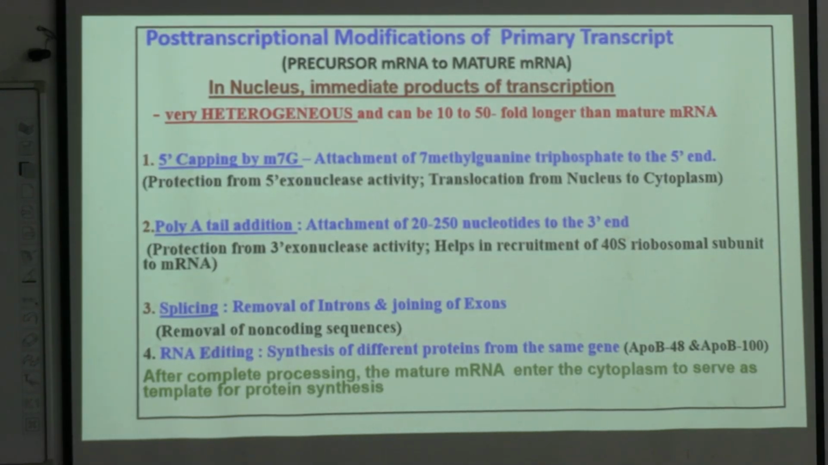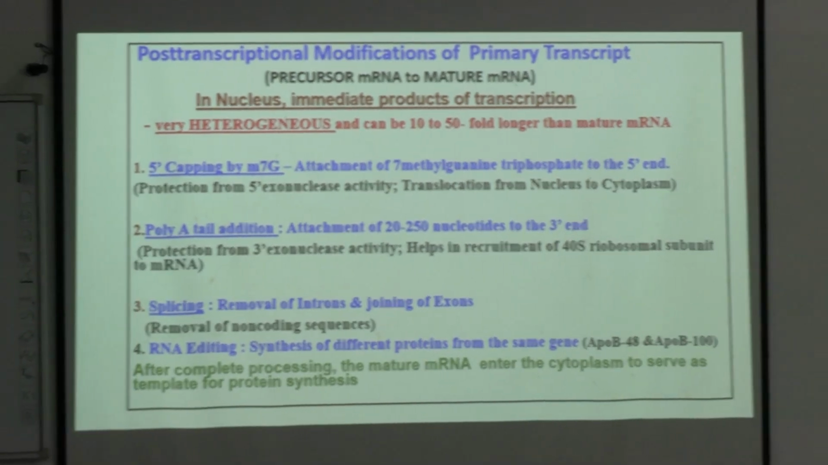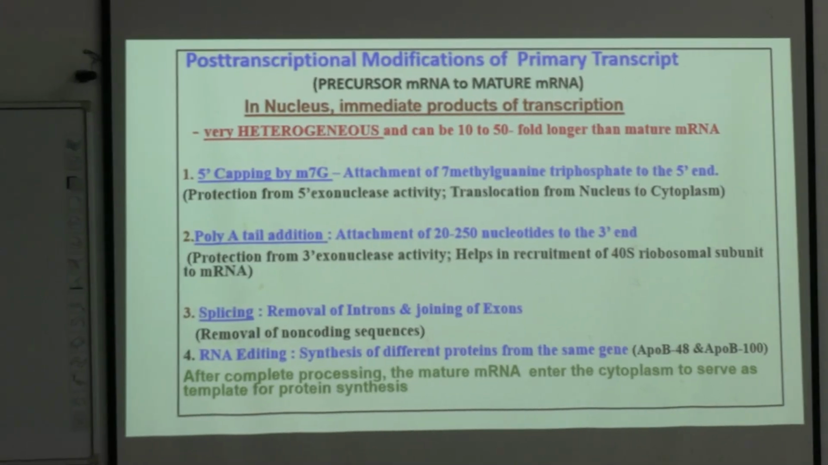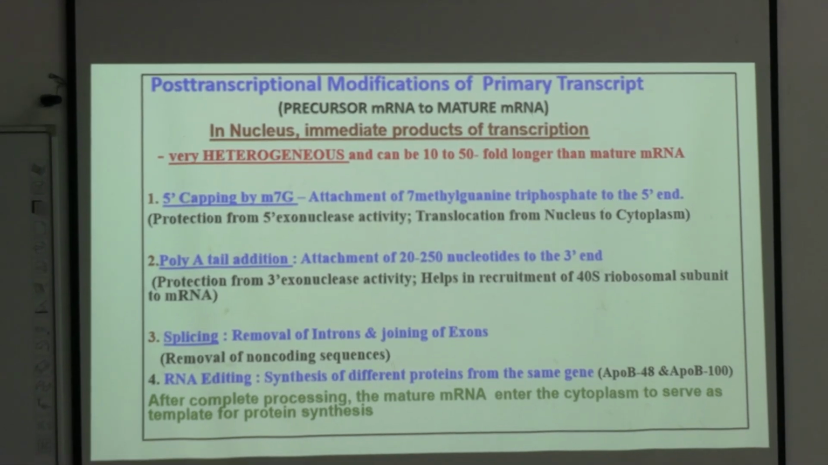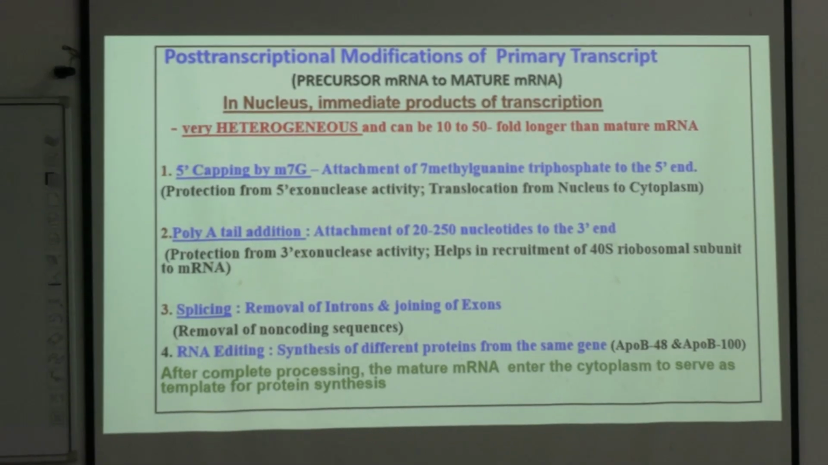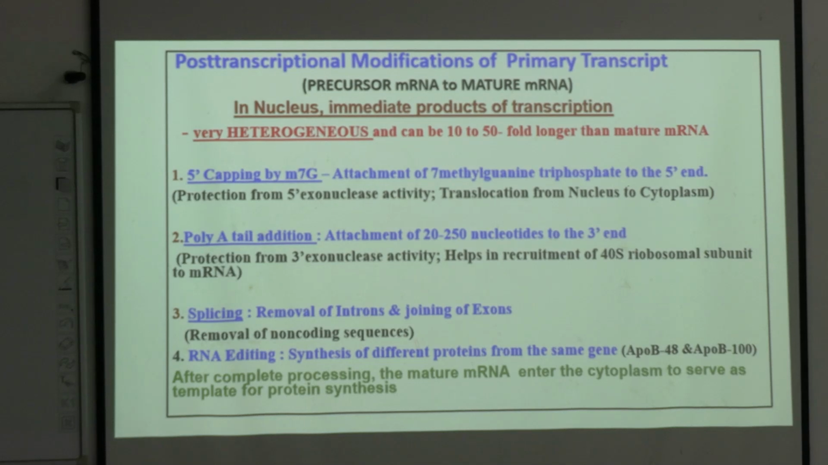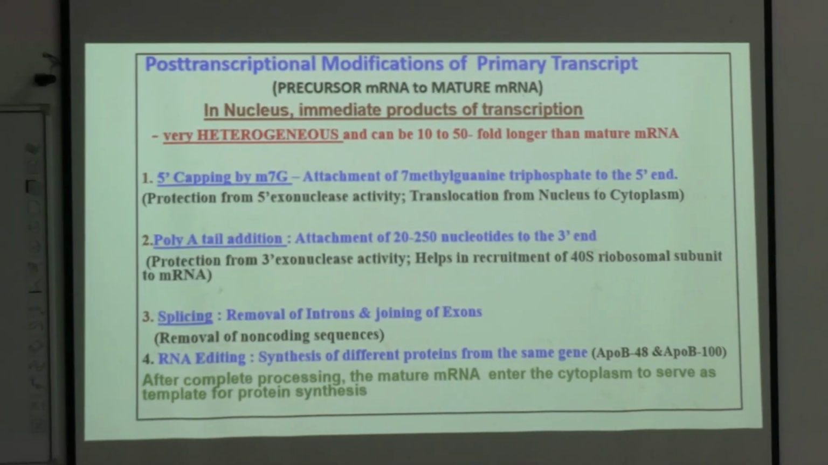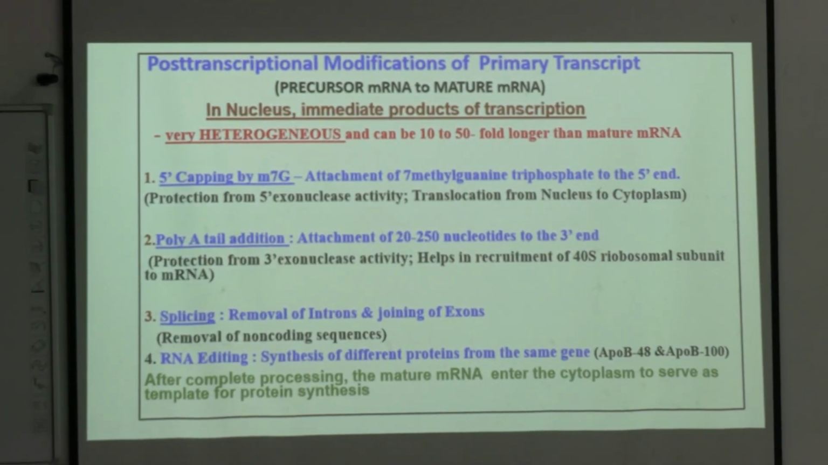So to summarize, this is the basic summary. You must note it down as a short note if it comes in the exam. One is 5' 7-methyl guanosine capping, protecting from 5' exonuclease activity, making it stable and allowing it to move from the nucleus to the cytoplasm. Polyadenylation again prevents exonuclease activity at the 3' end, and it allows it to come to the ribosome. Splicing means removal and joining. RNA editing I have told.